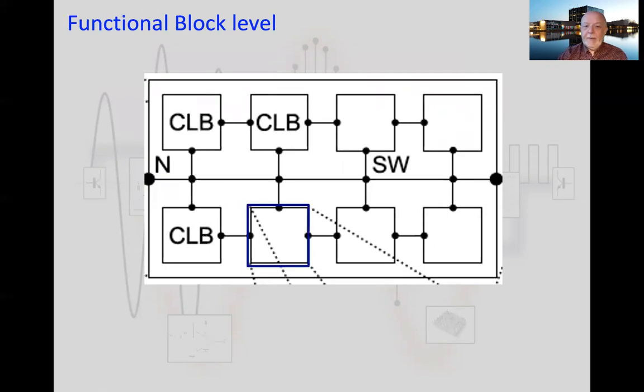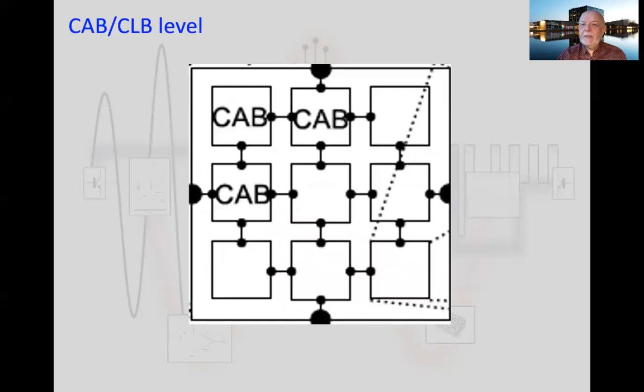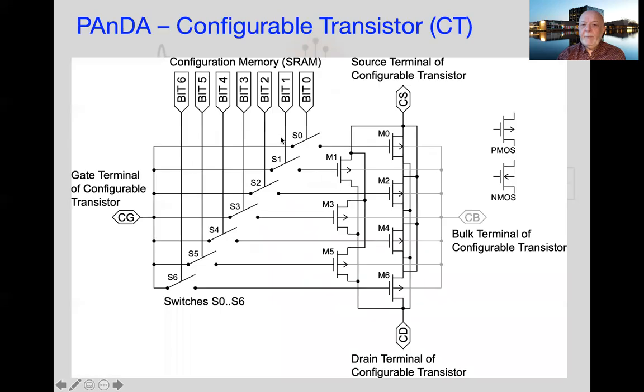Okay. Again, if we have a look a bit lower down at what a CLB looks like on the PAnDA chip, this is where things start to change from what you might have expected. Down at the next level, we've got configurable analog blocks, CABs. Each CLB consists of a number of CABs. So what's a configurable analog block, I hear you ask? Well, if we look a bit deeper, then it looks like this.